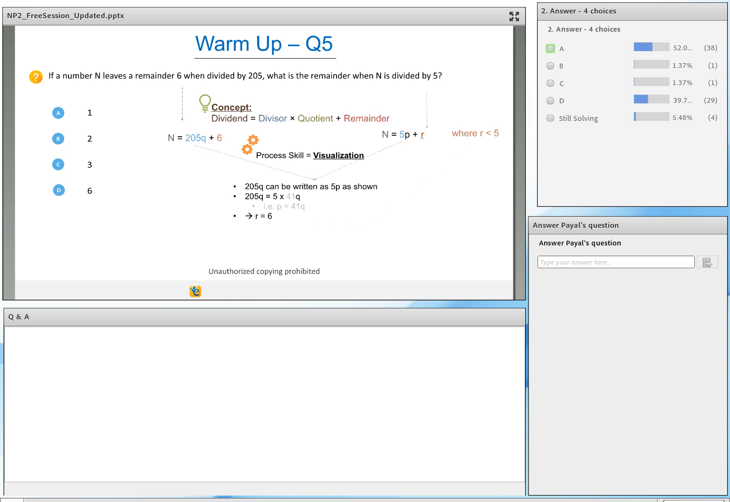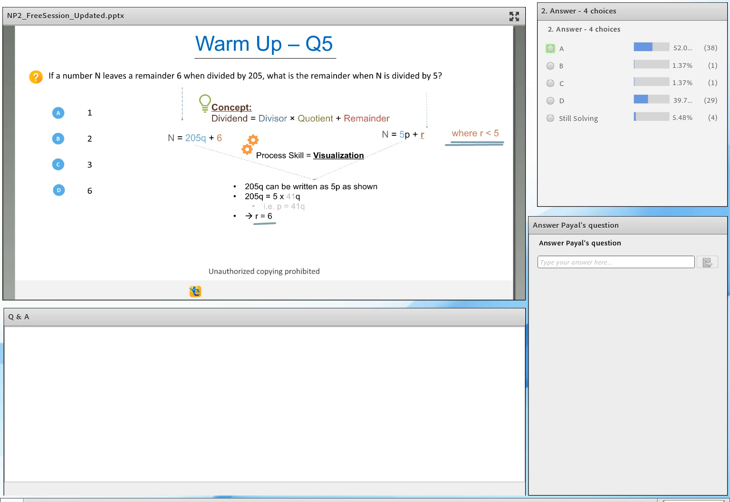However, where 40% of the class faltered was that you missed out on this constraint here that the remainder is always less than the divisor. Which is why the remainder cannot be 6.